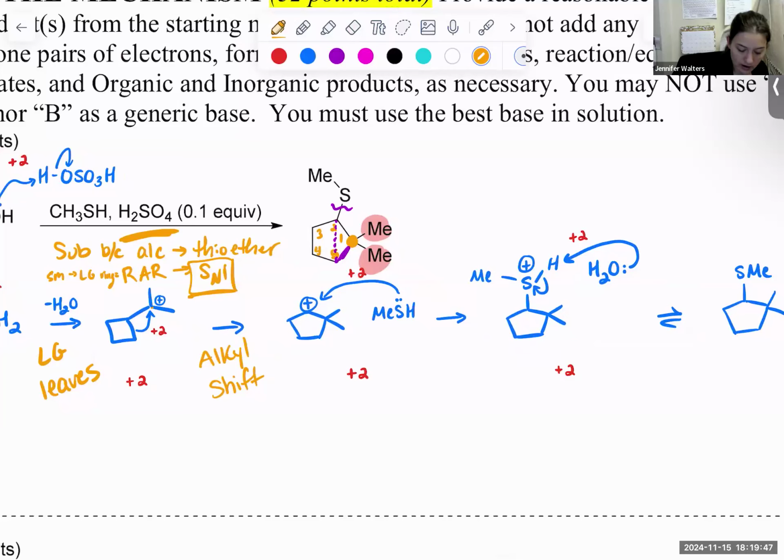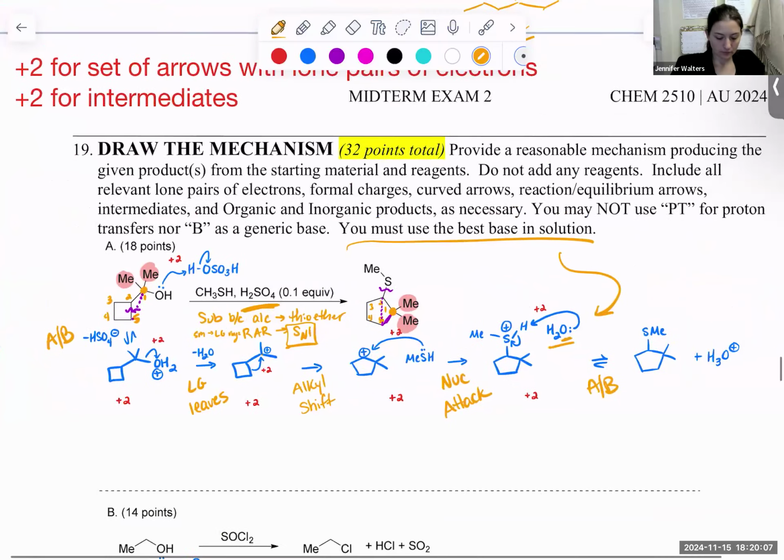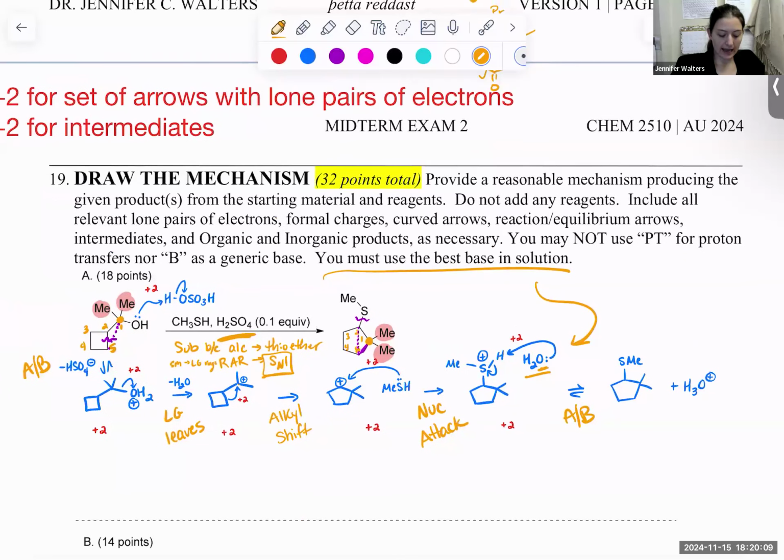Then our next step is going to be now nucleophile can attack. And then you just have to do acid base to get it neutral. The best base in solution was water because you have the oxygen, which is smaller, so it's the stronger base. Any questions about A?